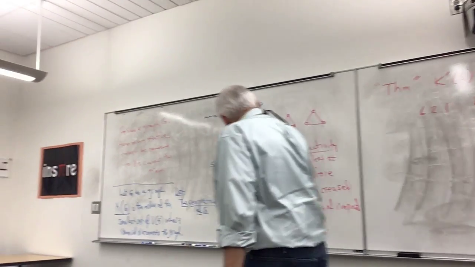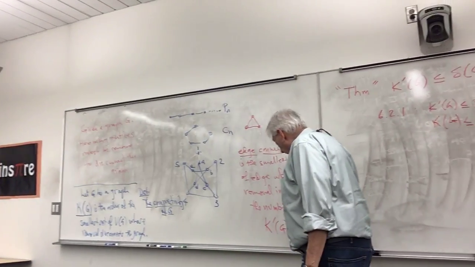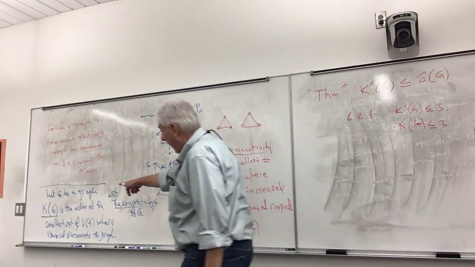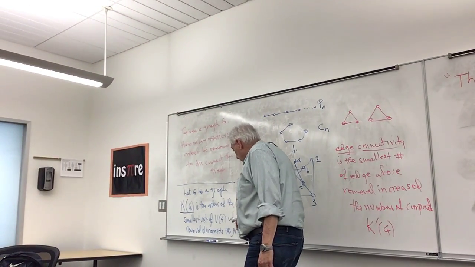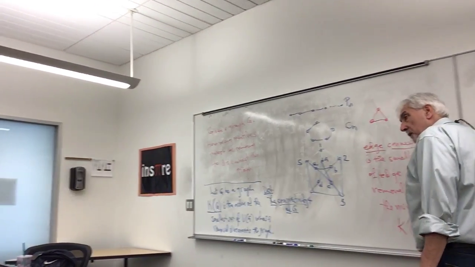K prime is the edge connectivity, and K is the vertex connectivity. So the order of the smallest set of vertices, smallest set of edges.